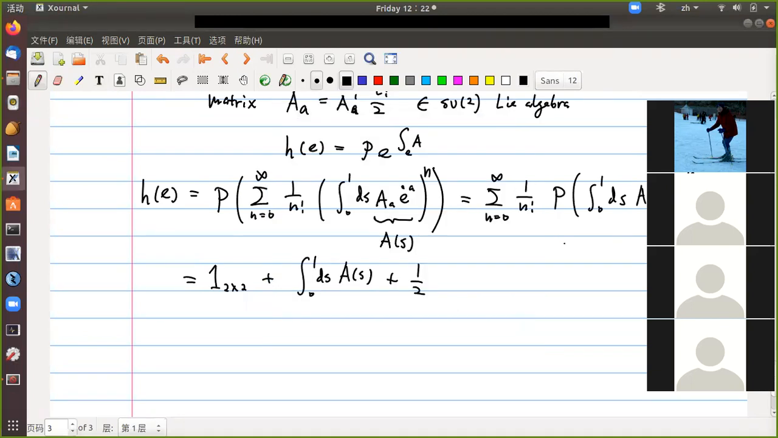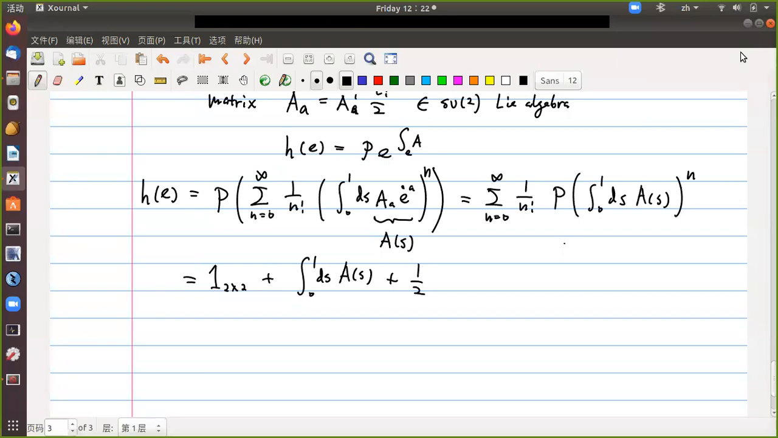Okay. Now let's come to the second order. Now there's no sum, and this 1 over n factorial becomes 1/2. Now you have integral 0 to 1 ds1 and integral 0 to 1 ds2, and now this P should act on A(s1) and A(s2), right? So let's only come to this term and temporarily ignore the higher order. It is enough to just look at second order.